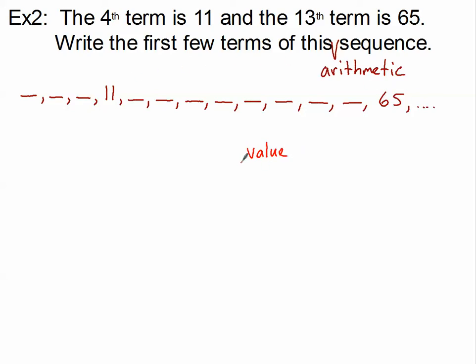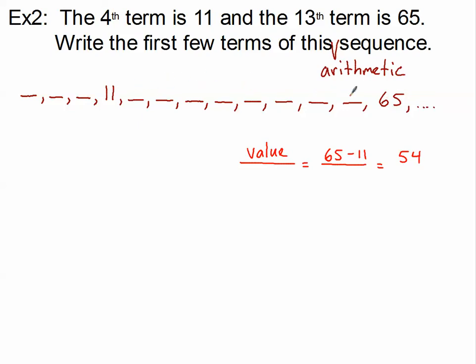And I'm going to be dividing it by something, so that's going to be a fraction. That, of course, is 65 take away 11. That's how much value we have, and that's 54. So we're adding 54 to get from 11 to 65, but we're going to be adding them in equal installments.